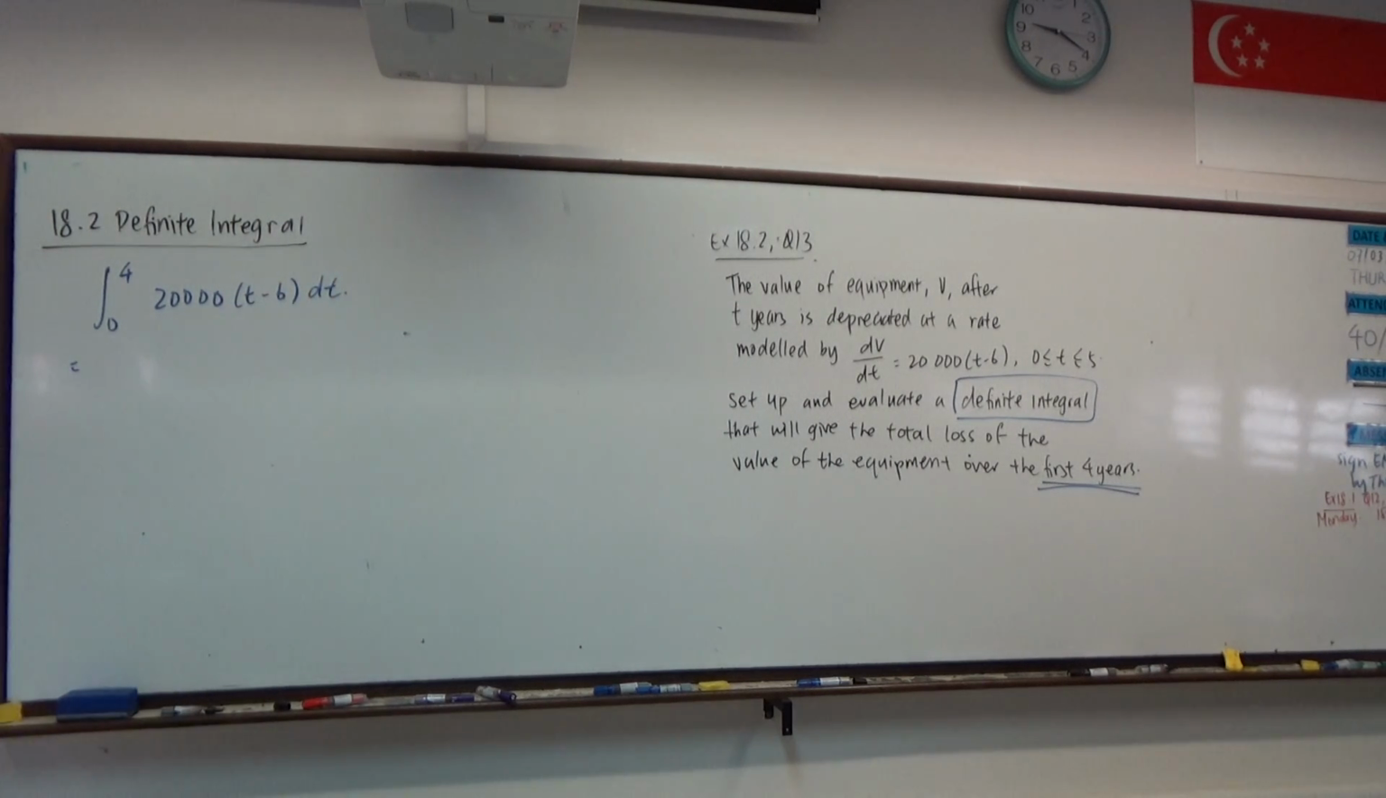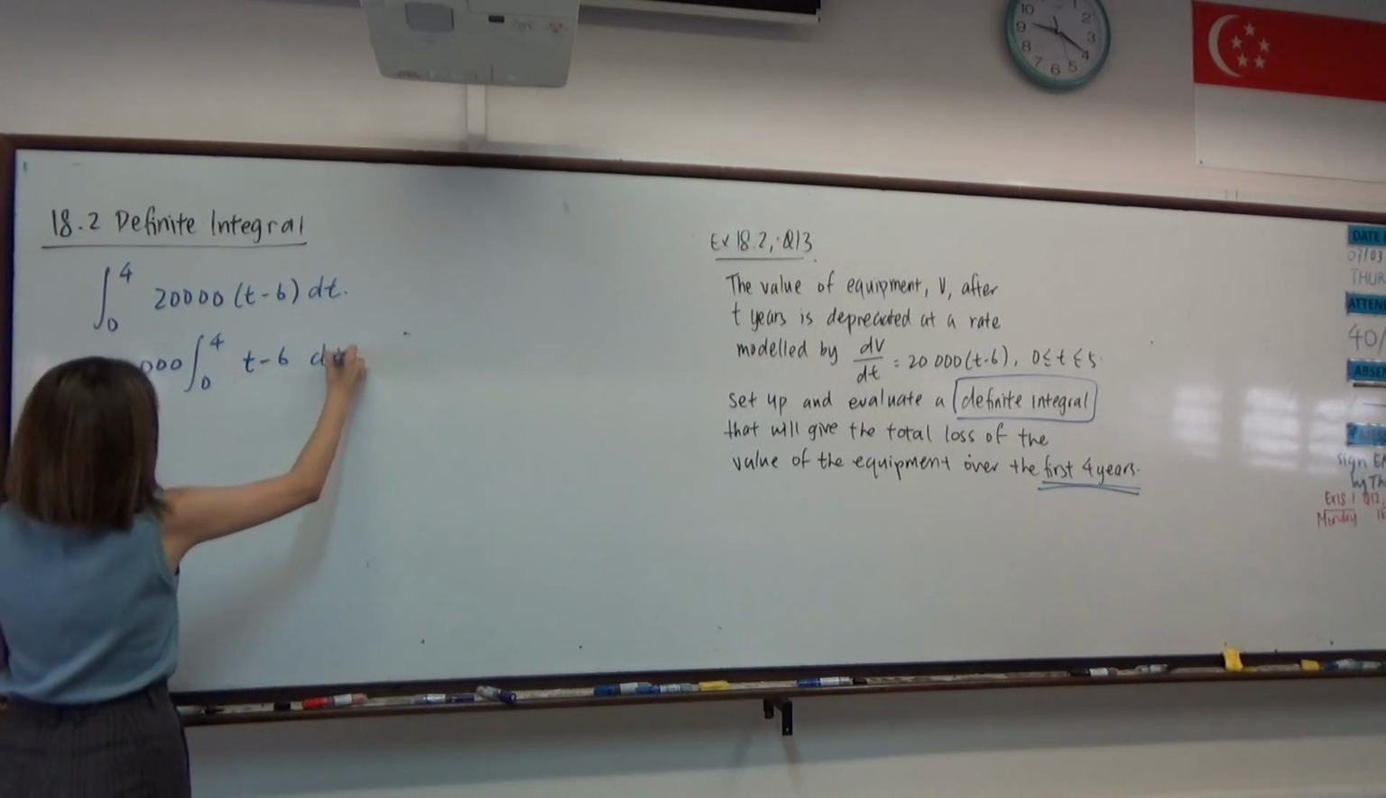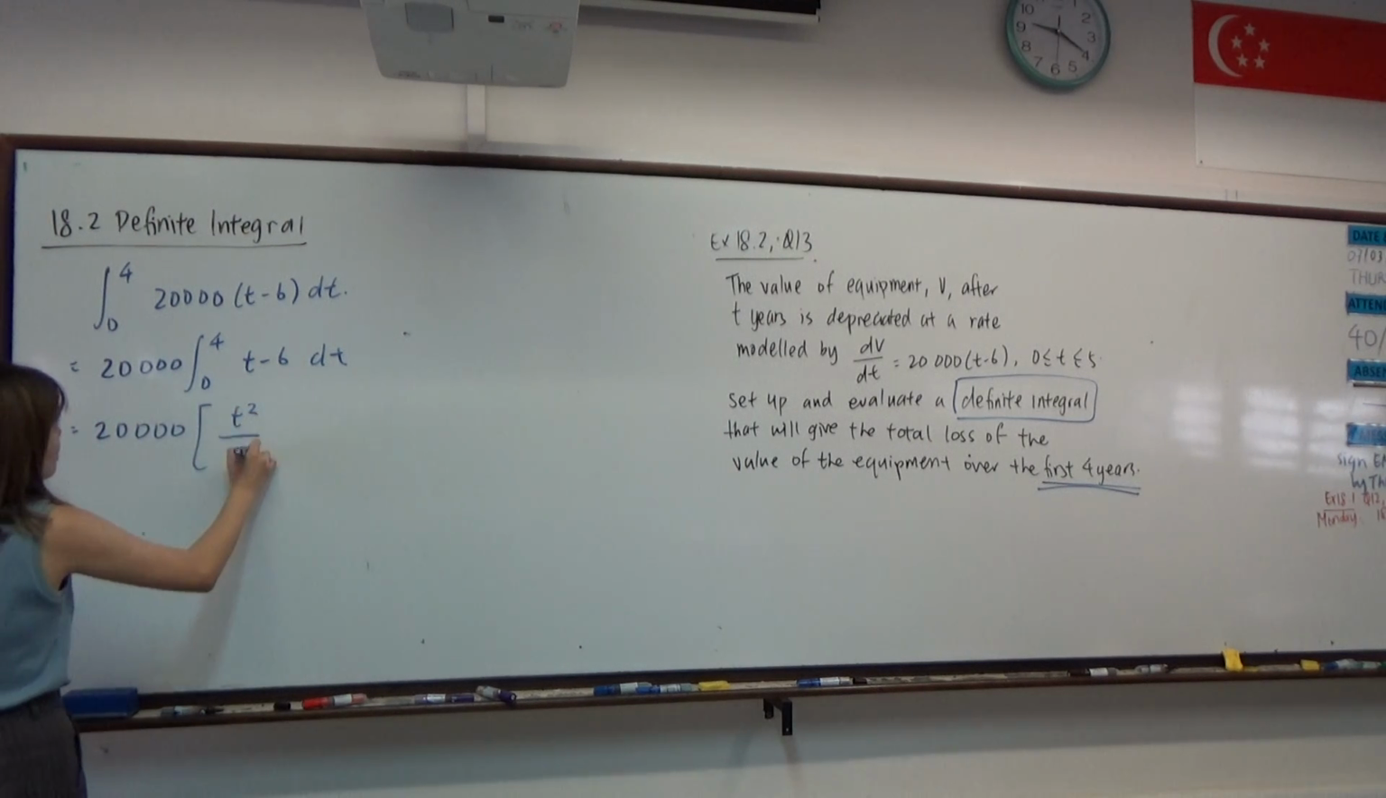How would you actually go about integrating this? Will you expand? What else could we do? I can take out the 20,000, right? Then it will be much easier in doing your calculations.